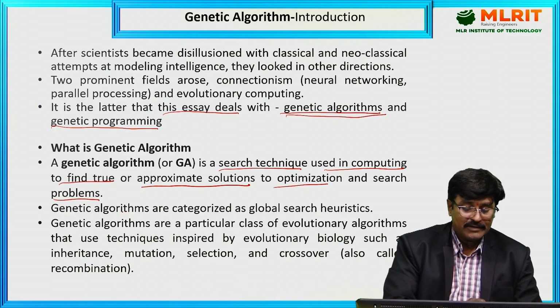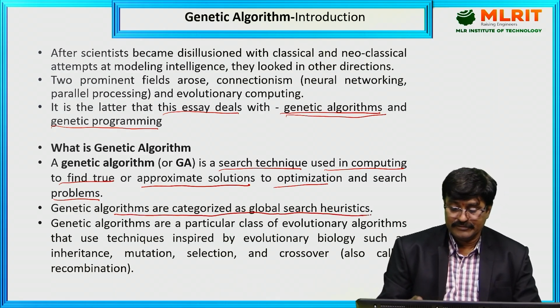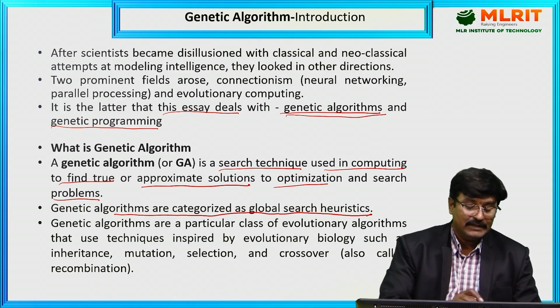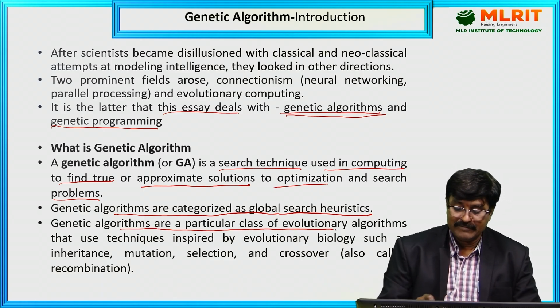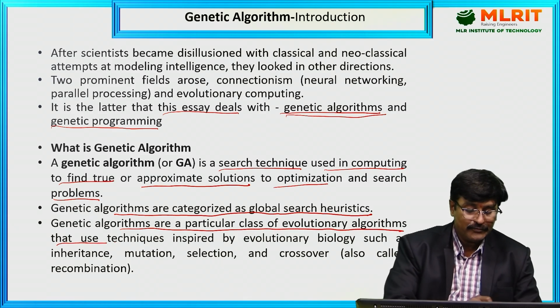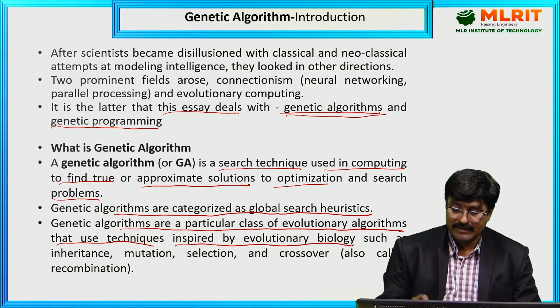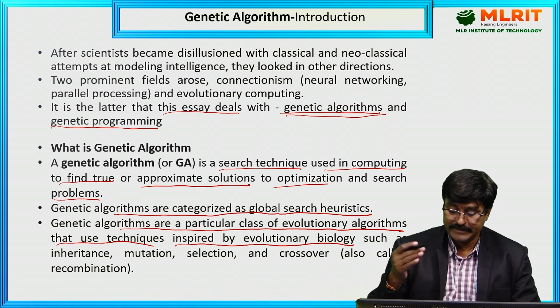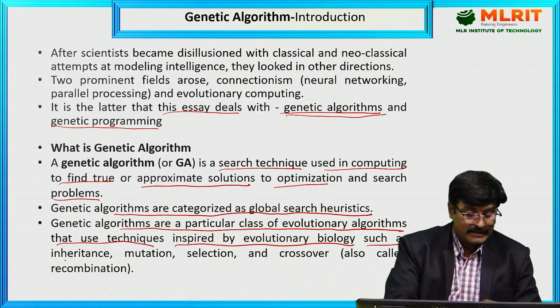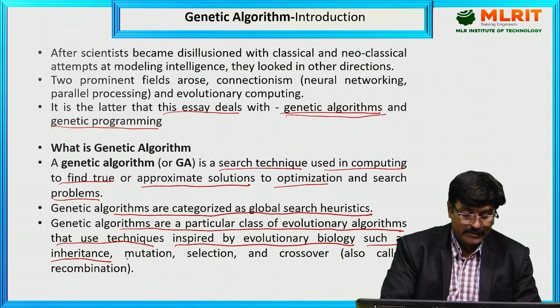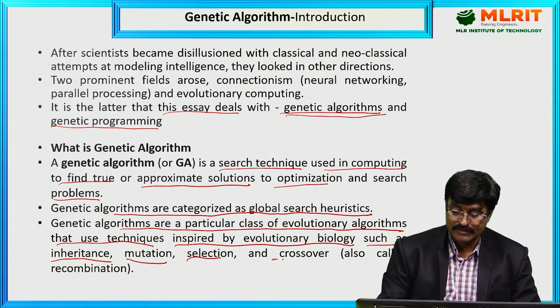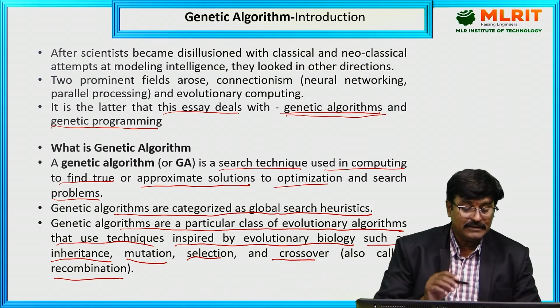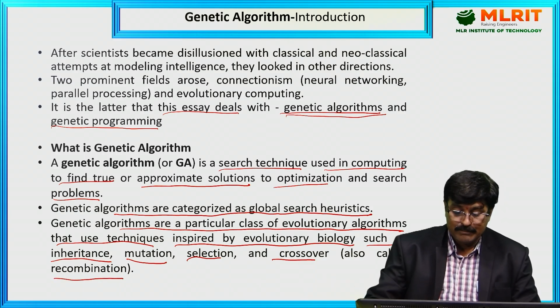Genetic algorithms are categorized as global search heuristics. Genetic algorithms are a particular class of evolutionary algorithms that use techniques inspired by evolutionary biology, how one generation is followed by the next generation. Based on that, this genetic algorithm uses the same evolutionary biology concepts, such as inheritance, mutation, selection, and crossover, which is also called the recombination process. So these are the genetic algorithm approach classes.